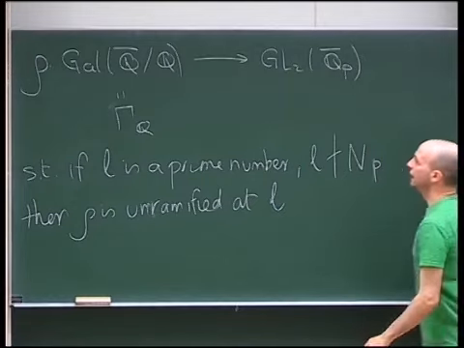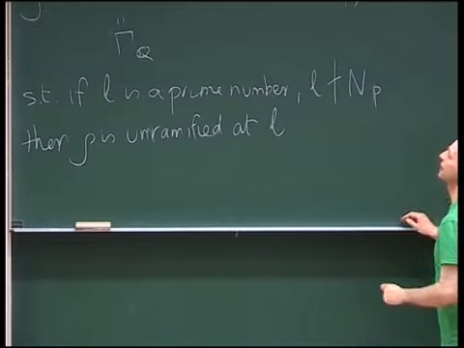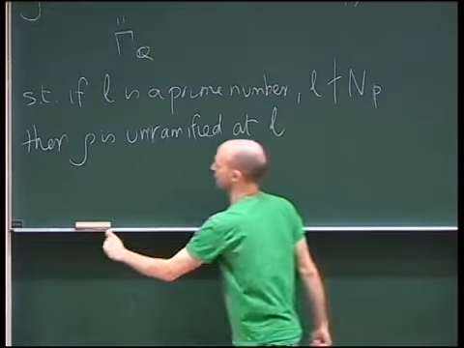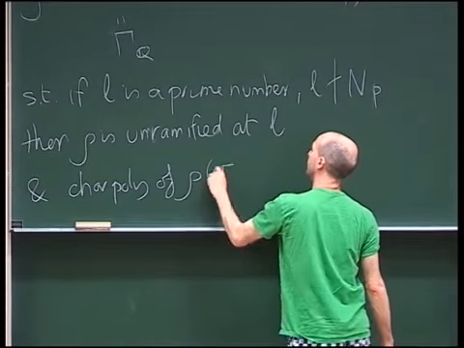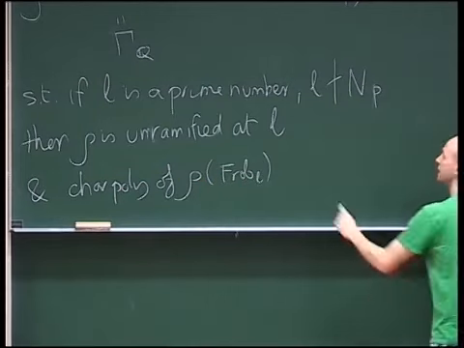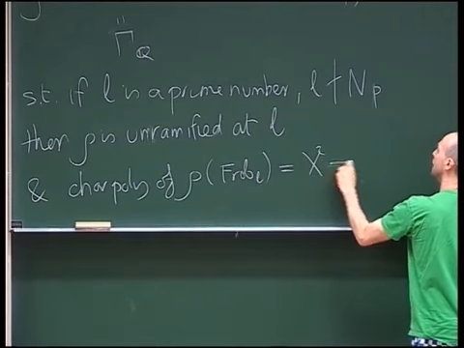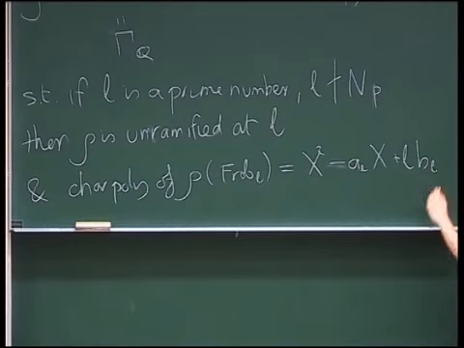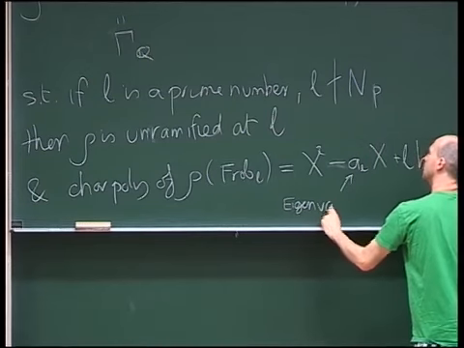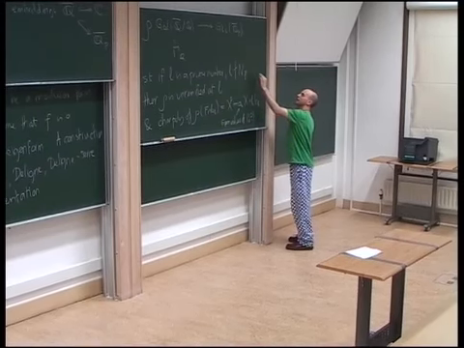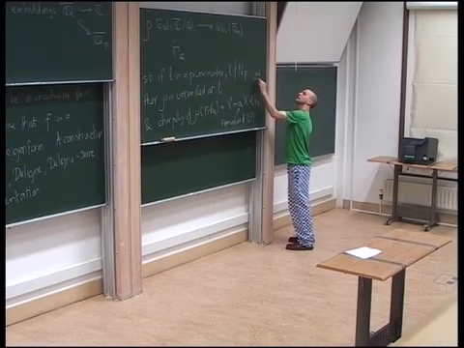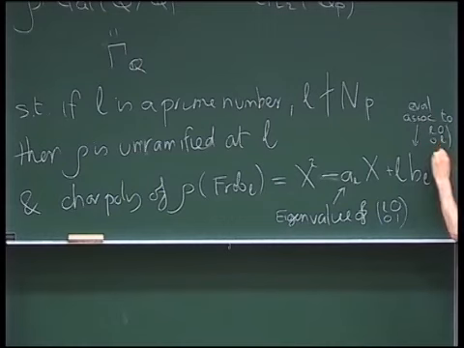Rho is unramified at L, and if rho is unramified at L, that means I can make sense of a Frobenius element, and I can make sense of the characteristic polynomial of rho of a Frobenius element. I know what it is. It's x squared minus A_L x plus L times B_L, where A_L is the eigenvalue of a Hecke operator associated with L001, and B_L is the eigenvalue associated to the Hecke operator L00L. Right, so let me stop there for a bit.